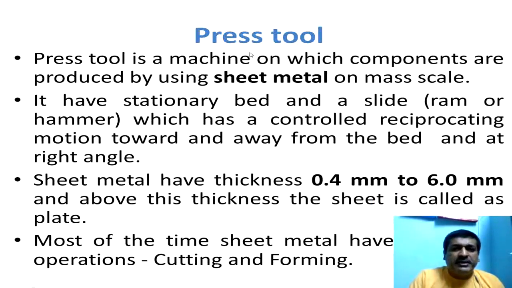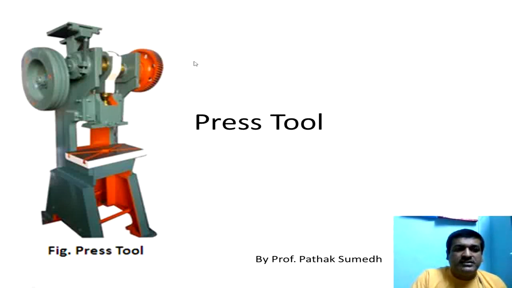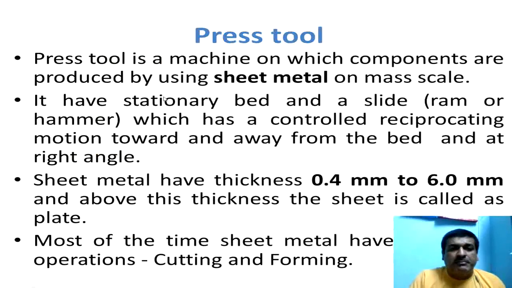Now what is press? Press is a simple machine which has a stationary bed and a ram. If we see in our first slide, this is a ram, this is the bed for press. This ram will reciprocate within the frame of the machine. Main parts are a bed and a slide or a ram. Now this ram will reciprocate towards the bed or away from the bed in right angle only. The two major operations carried out on press tool are cutting and forming operations.